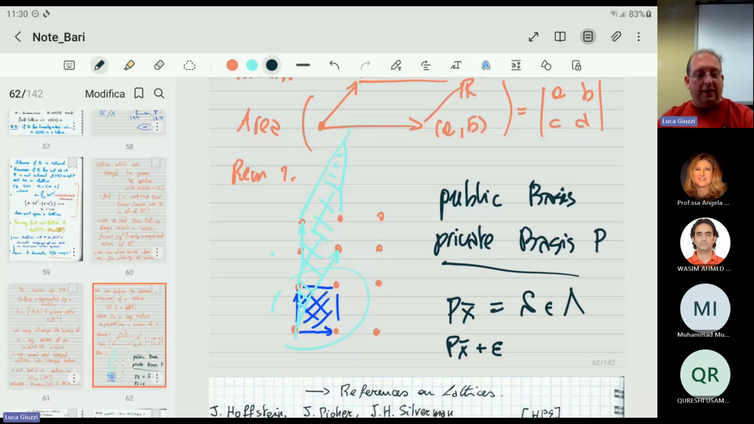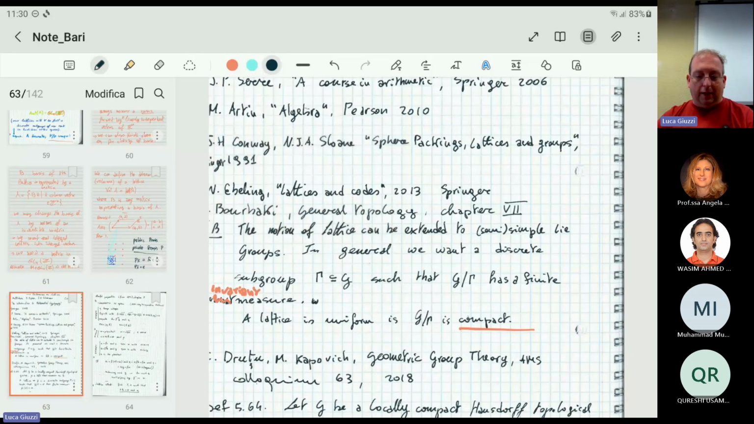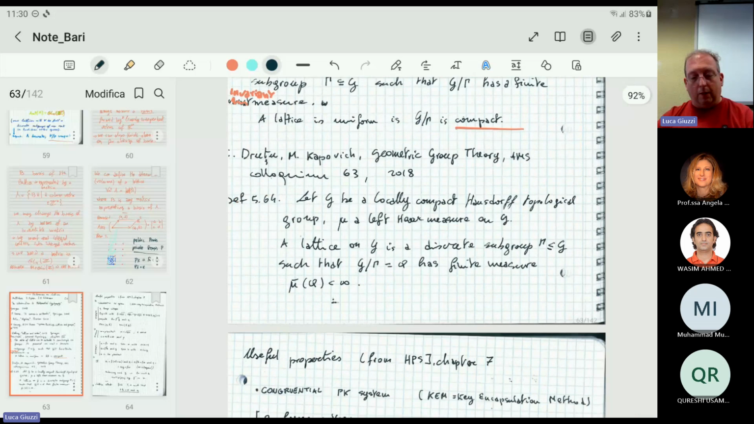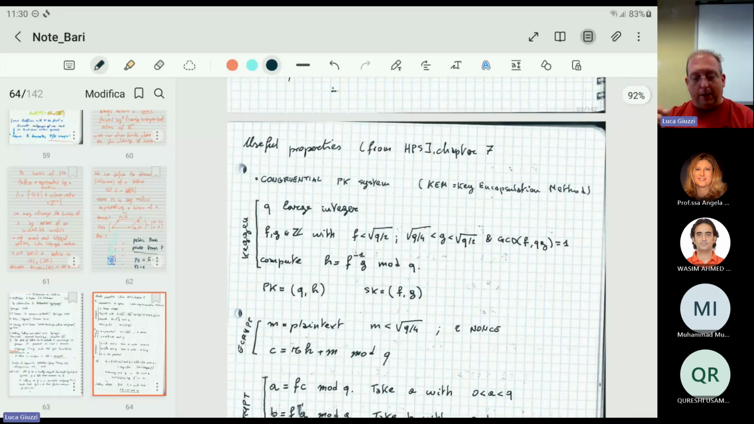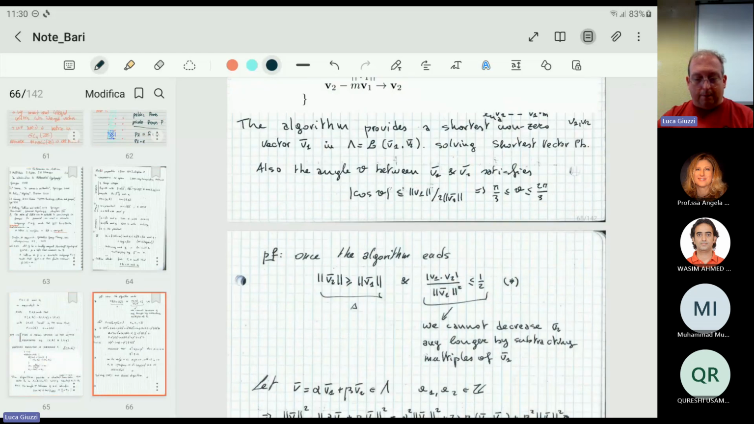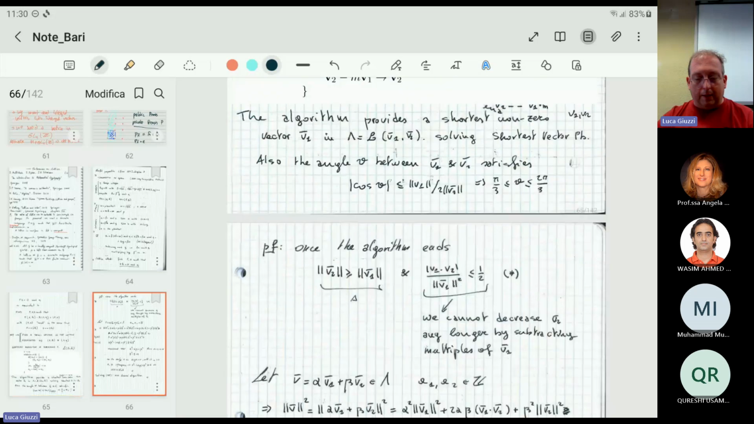And now we'll see how this can be done. Okay, here there are a few references. Here there is the definition which we can give about compactness or having invariant measure, but don't care, at least for the time being. And then, okay, this is the problem I would like to present.